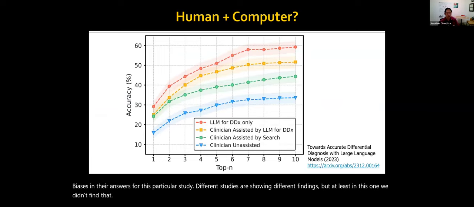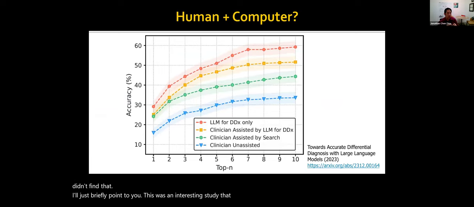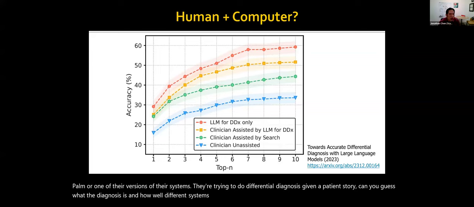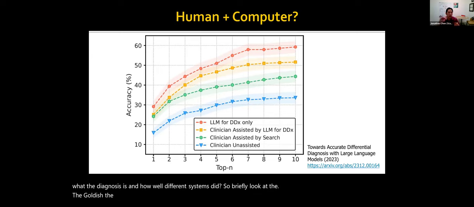I'll just briefly point to you, this was an interesting study that came out very recently. Google put this one out. For their MedPalm or one of their versions of their systems, they're trying to do differential diagnosis. Given a patient's story, can you guess what the diagnosis is and how well different systems did? So briefly look at the goldish, the yellowish line. That's how accurate these things were basically in getting the right diagnosis if a doctor was using this computer to help them.